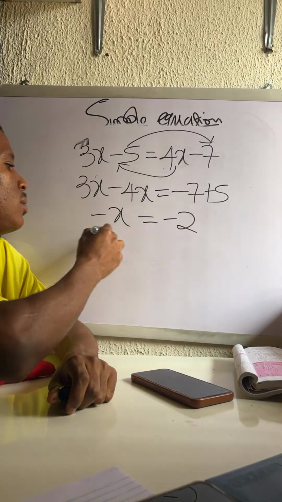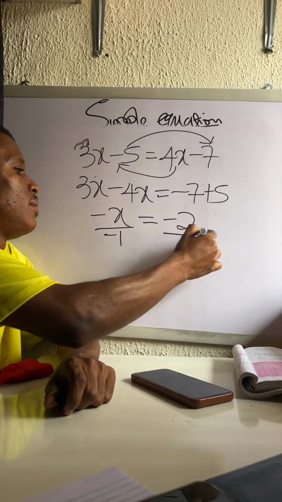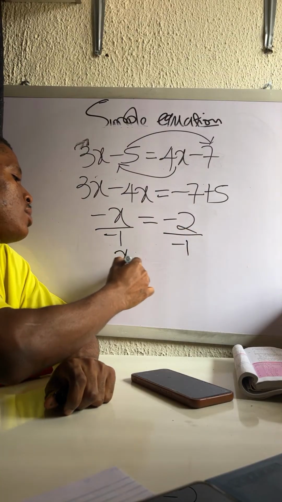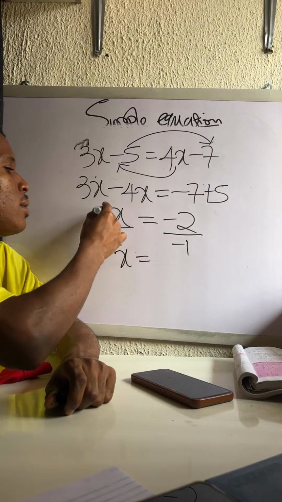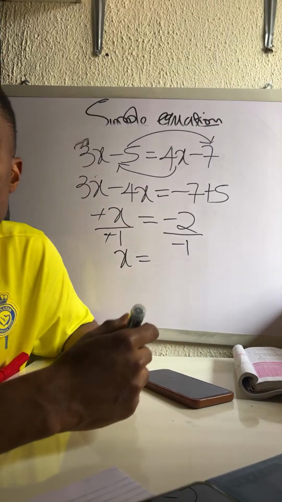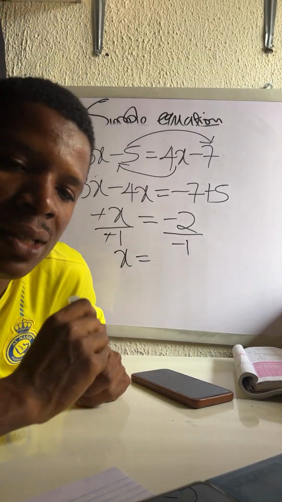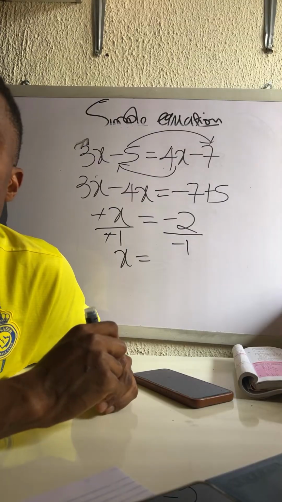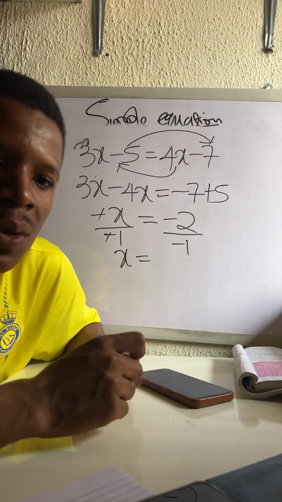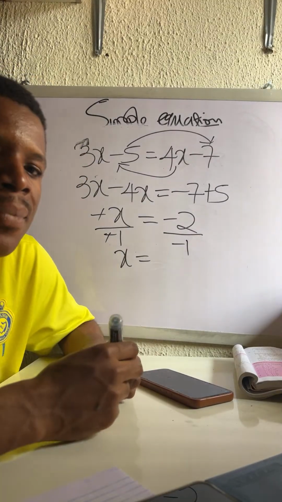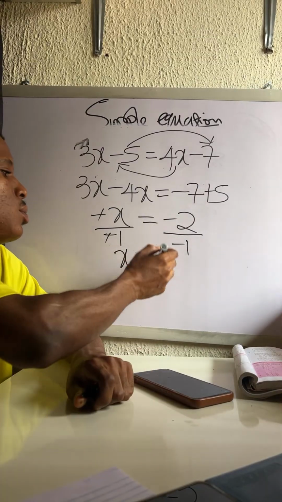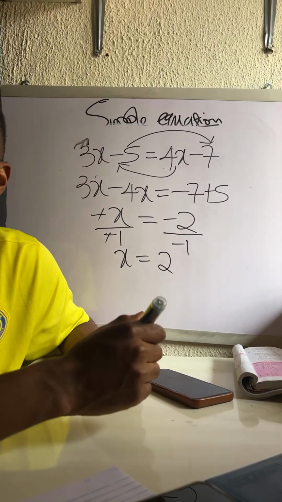So what do we do? We divide. If you divide by minus 1 and divide by minus 1, x will be equal to minus 2 divided by minus 1, since this minus cancels this minus. What's the answer? The answer is 2, correct?